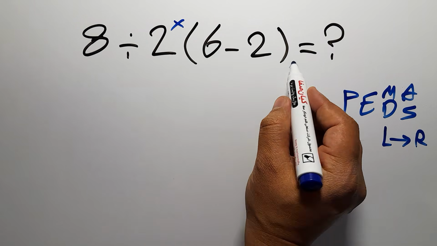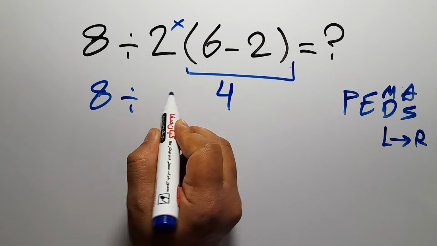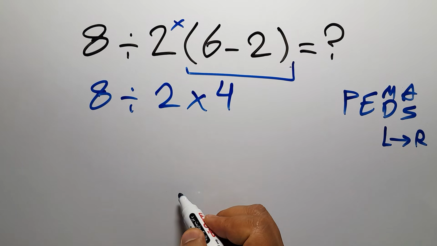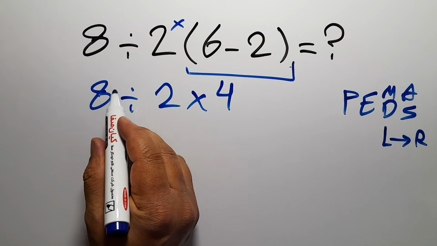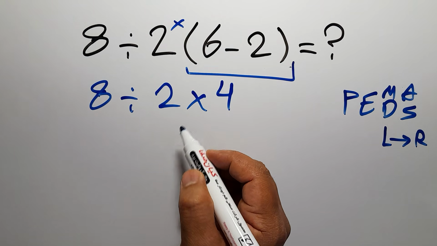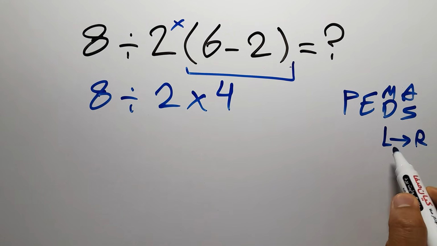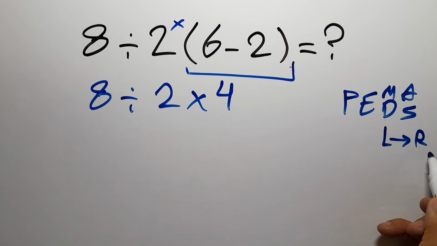6 minus 2 gives us just 4. So we have 8 divided by 2, then times 4. No, we have to do this division, not this multiplication, because as I said, multiplication and division have equal priority, and we have to work from left to right.